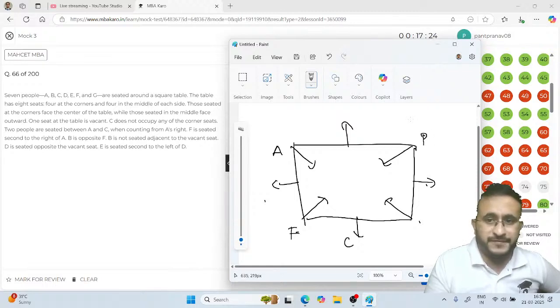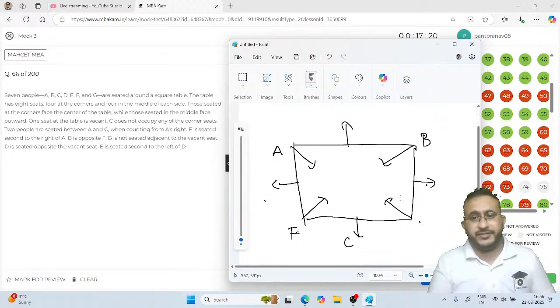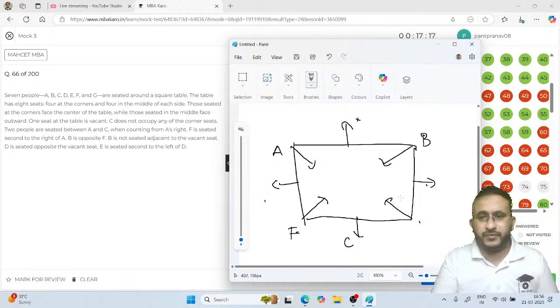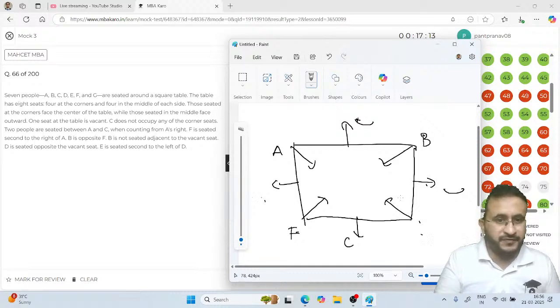B is opposite to F. So B is here. B is not seated adjacent to the vacant seat, so the vacant seat is not this. Someone has to be sitting in these two seats, so one of these two will be vacant.